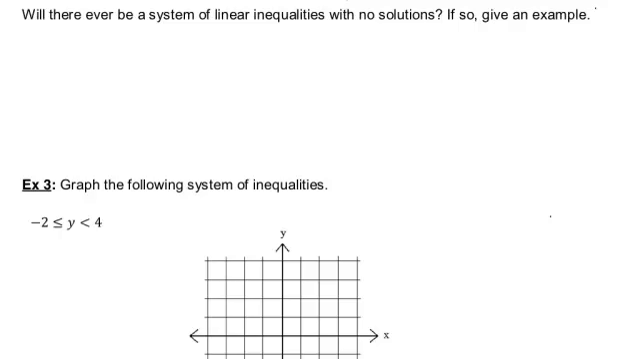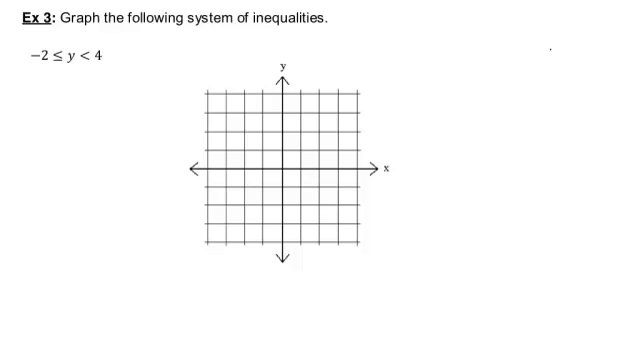So I want you to think, will there ever be a system of linear inequalities with no solutions? If so, give an example. I want you to think about this and write down what you think. Think about our special types of lines. Will there ever be a system of inequalities, so two inequalities, that will not have a shaded area together? And we'll talk about this in class tomorrow.